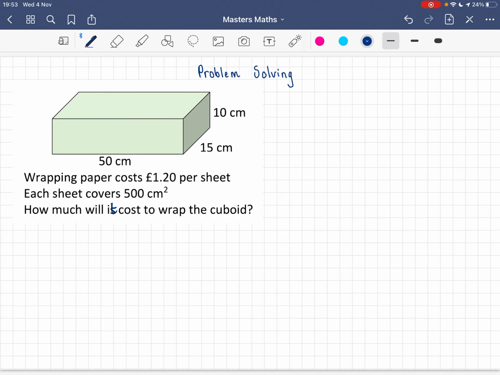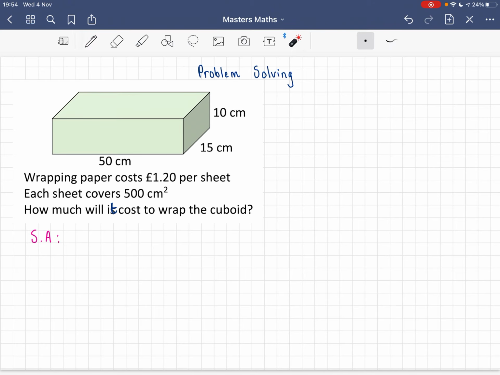Okay, so the first thing, if you're wrapping it up, you are putting the wrapping paper around all of the surfaces. So we need to find out the surface area of that cuboid first before we can start working out how many sheets we'll need and then how much that's going to cost. So let's do the surface area first. So surface area.